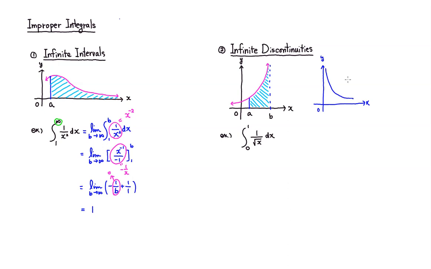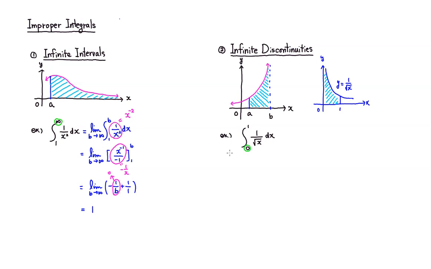So 1, there's no problem at 1. So here's 1. And we're looking at the region. Maybe I should use a different color. So this is the region we are looking at. Right? So this is the graph of y equals 1 over square root of x. Right? So in this case, the troublemaker is actually 0.